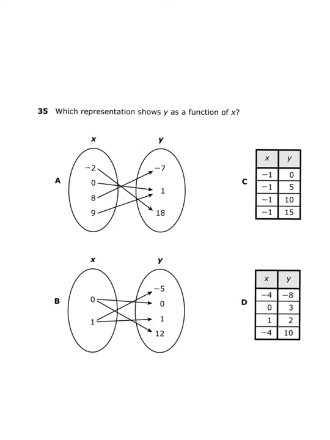Which representation shows y as a function of x? So you are looking for the one that is a function. So if you look at your x, 1, 1, 1, 1. So A is probably correct. B is not because 0 is repeating and so is 1. C is not correct because all the x's are repeating. And D is not correct because -4 is repeating.